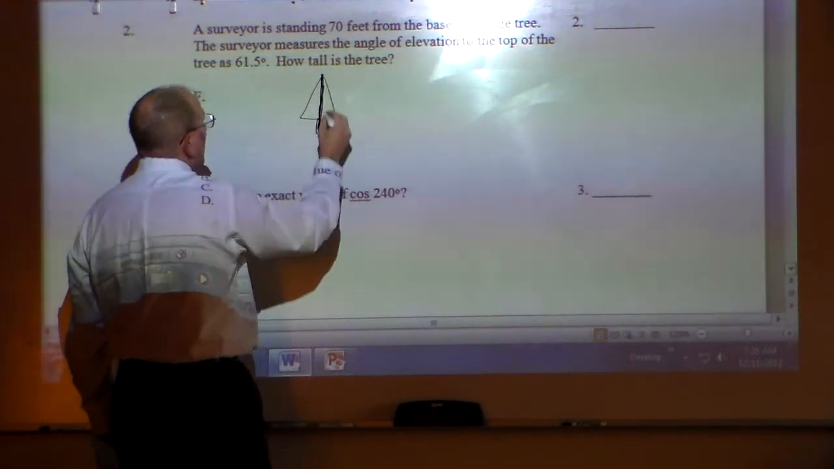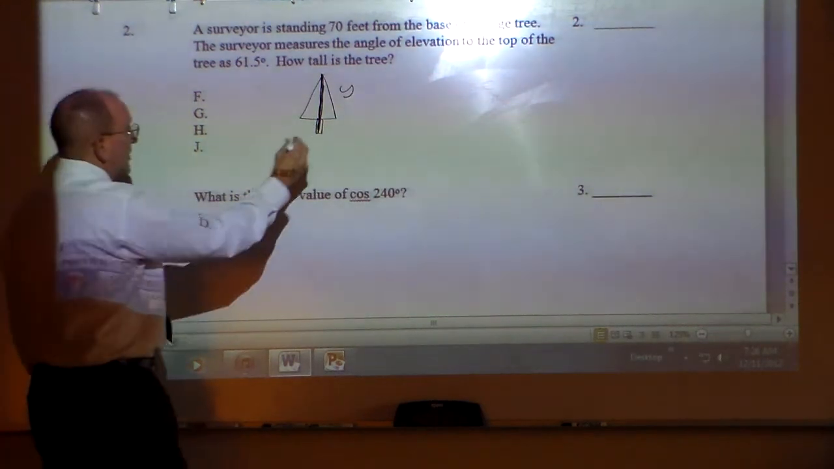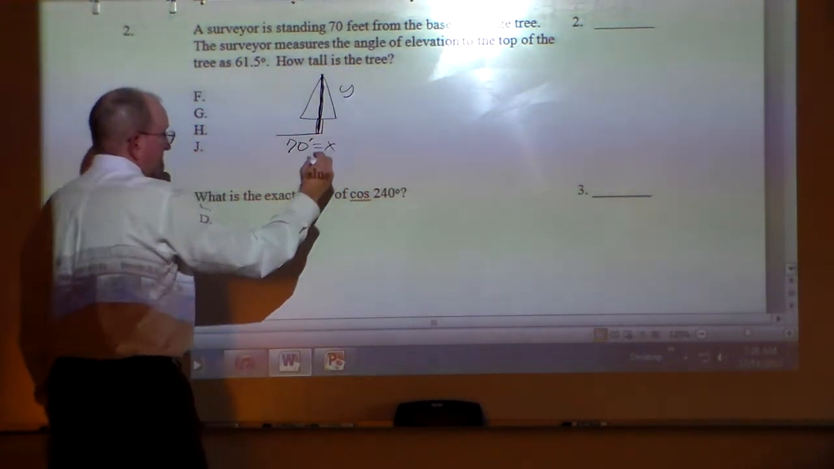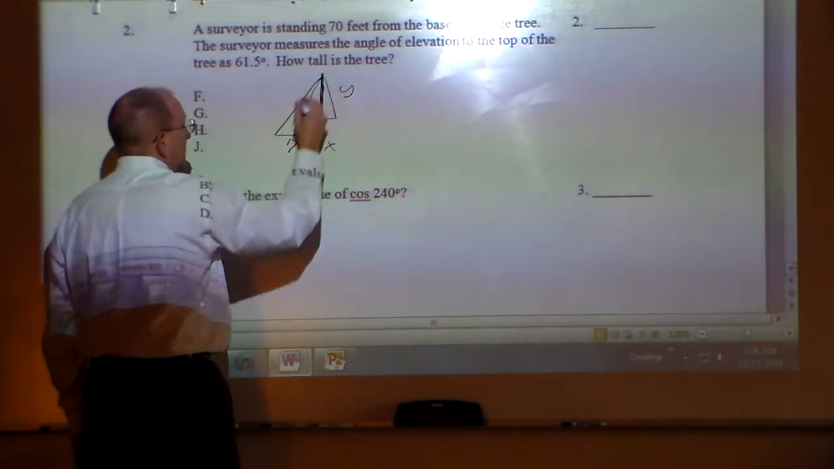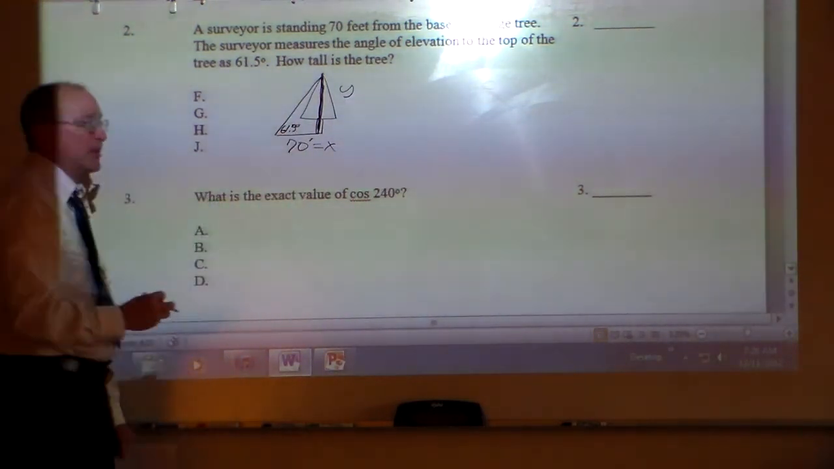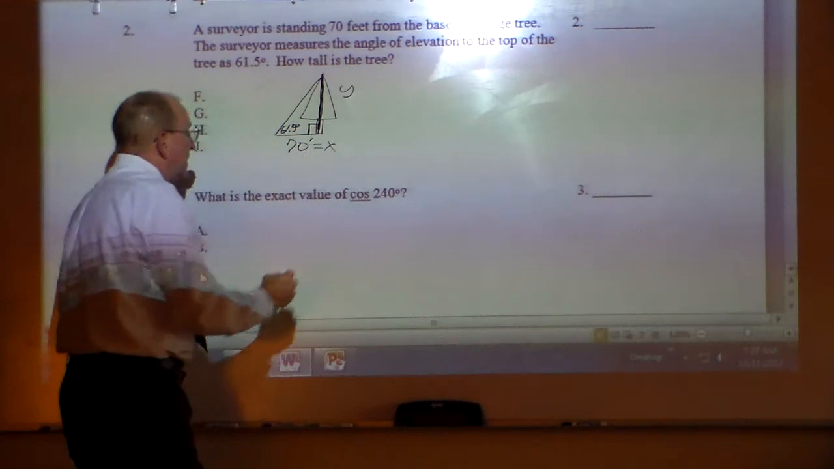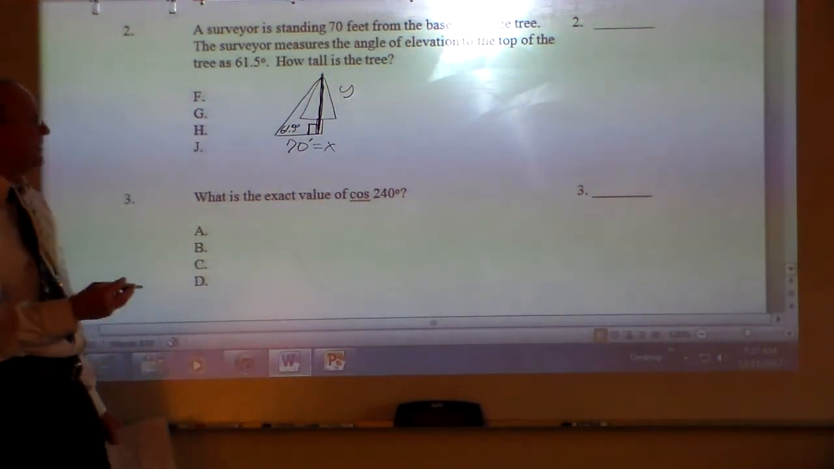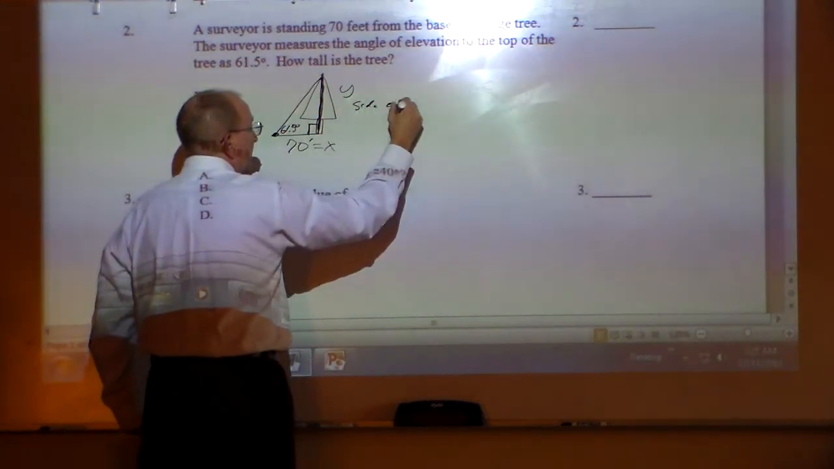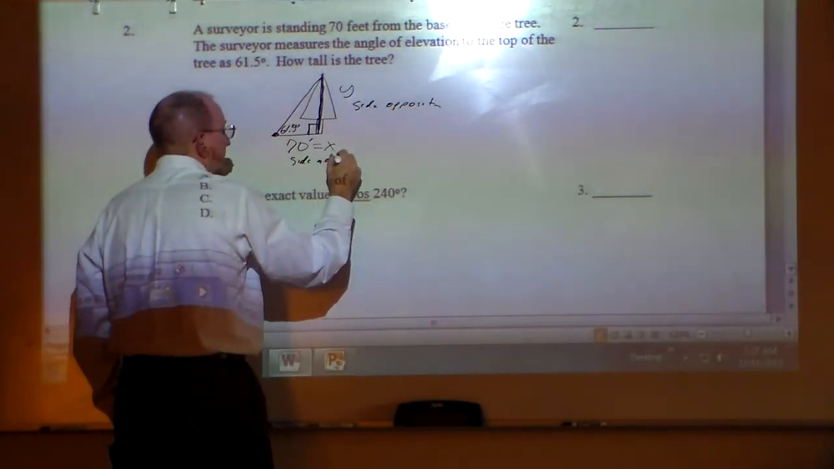I'm going to call this Y. And the surveyor is going to walk 70 feet from the tree. I'm just going to call that X. And then the angle of elevation is 61.5 degrees. All right, now here's what's nice. What kind of triangle have I drawn? I've drawn a right triangle. And so what I want to do is label my sides. If this is my angle here, this would be side opposite, and this would be side adjacent.